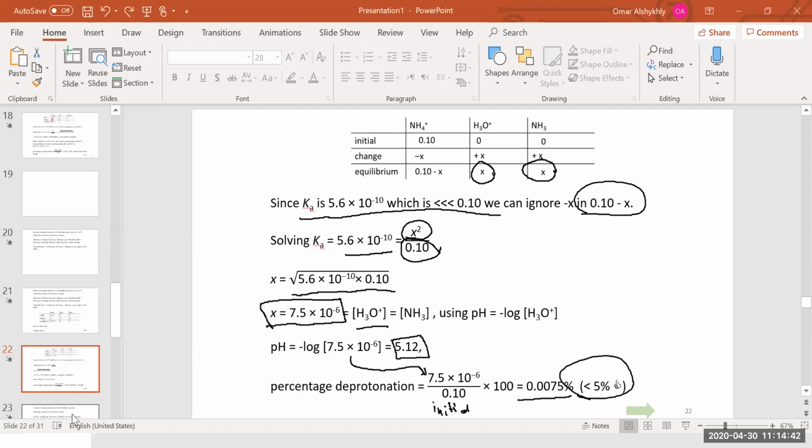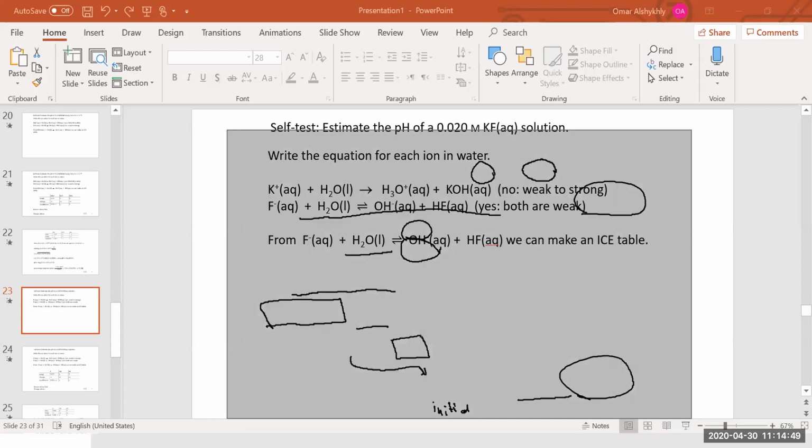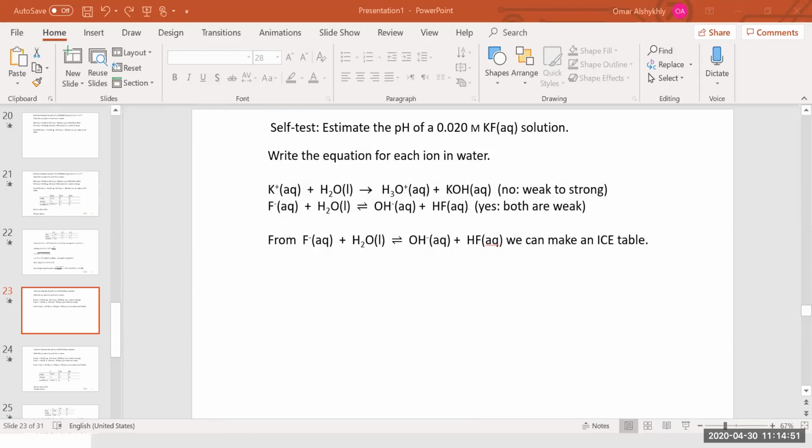Okay, now let's go and practice with the next assignment. Okay, estimate the pH of 0.2 molar KF solution. Write the equation for each ion.